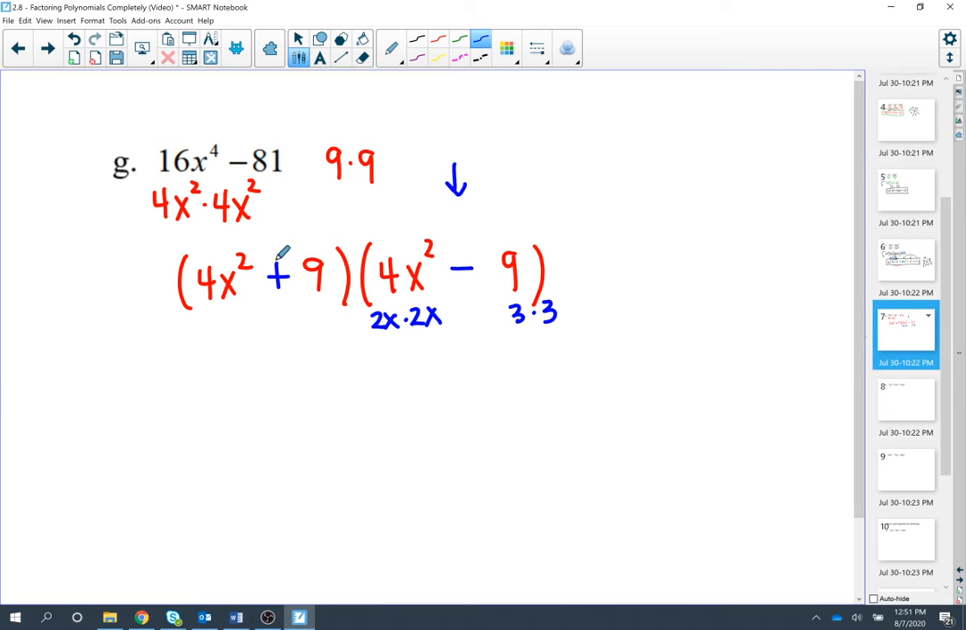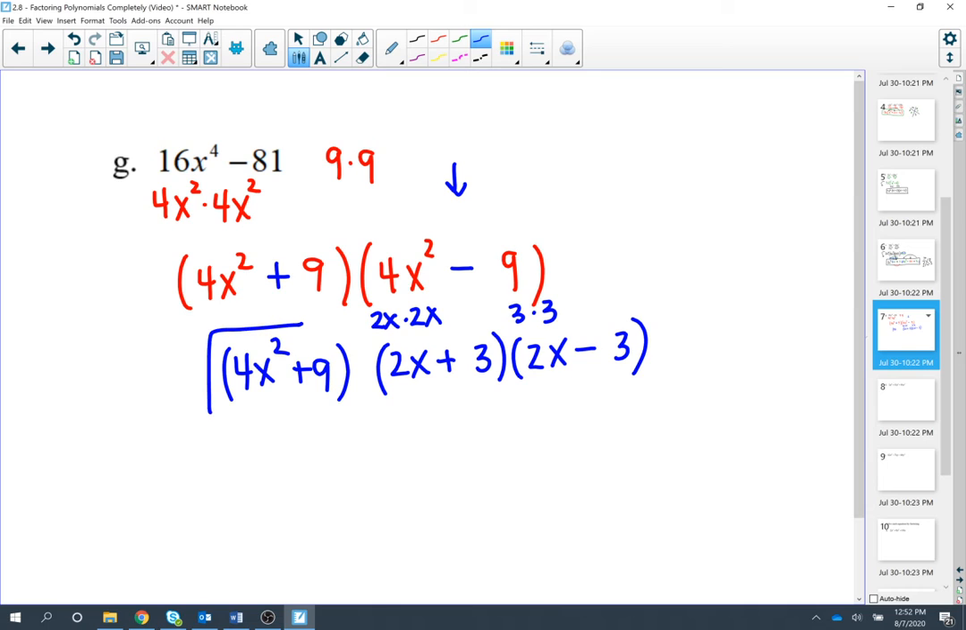And the reason is because this one is sum of squares. We don't have a sum of squares. You can try to factor it the same way, but if you multiply it back out, it doesn't work. This is difference of squares. This will factor more. So this second one, I can factor into 2x and a 3, and a 2x and a 3. One's a plus, one's a minus. But the first one, 4x squared plus 9, cannot go any further. So that one's going to go 4x squared plus 9. And now you are completely factored.